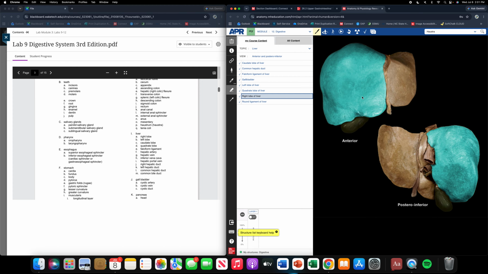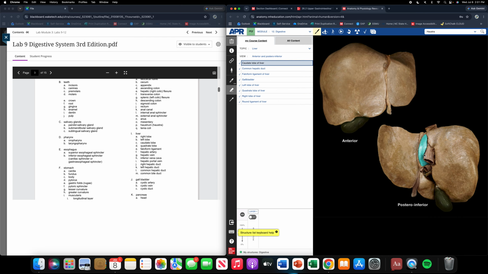So the right lobe is the large one. The left lobe is the small one that points off to the side. And then you have two lobes inferior down here. There is the caudate lobe and the quadrate lobe. Quadrate, the way that I remember it is that quadrate means four, and you have four sides. 1, 2, 3, 4. Distinct four sides. And so that's how I remember the quadrate lobe.